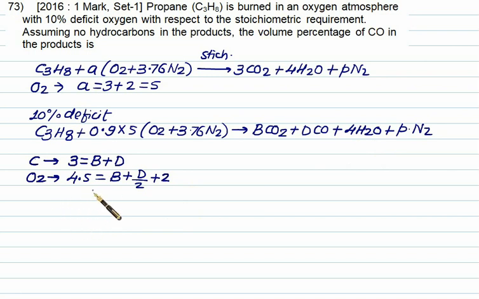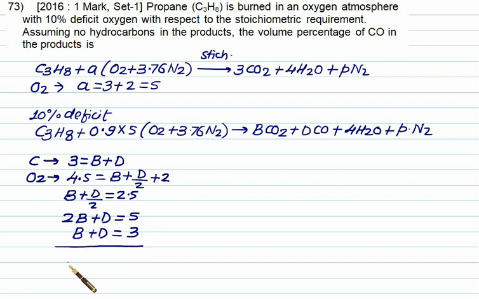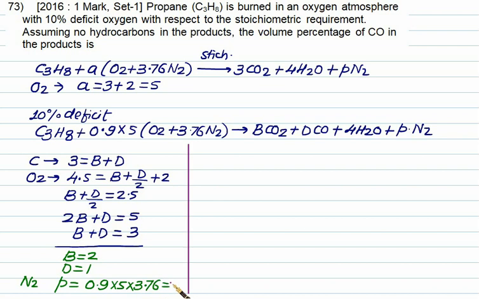So 4.5 minus 2 will be 2.5. So we have B plus D by 2 equal to 2.5. So we have 2 times B plus D equal to 5 as one equation, and we have B plus D equal to 3. We can solve these two equations. We get B equal to 2 and D equal to 1, and we'll calculate P for N2. So we have P equal to 0.9 into 5 into 3.76, that is 16.92.